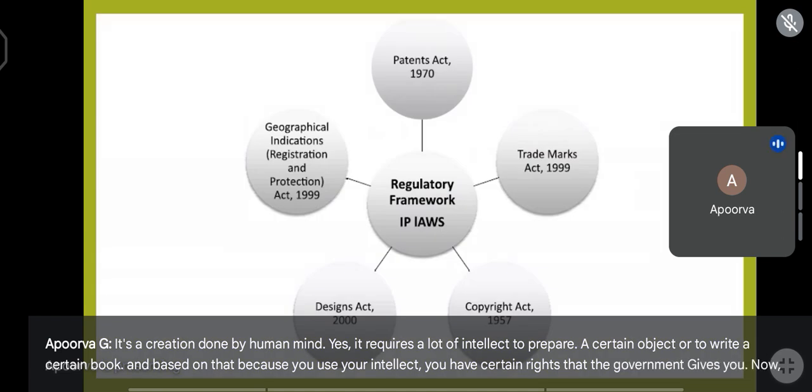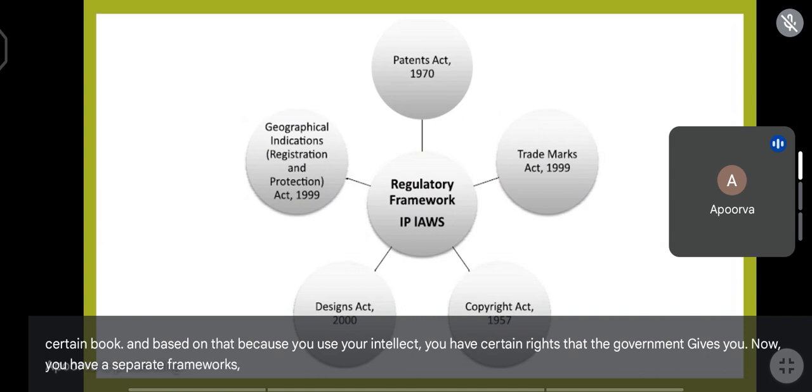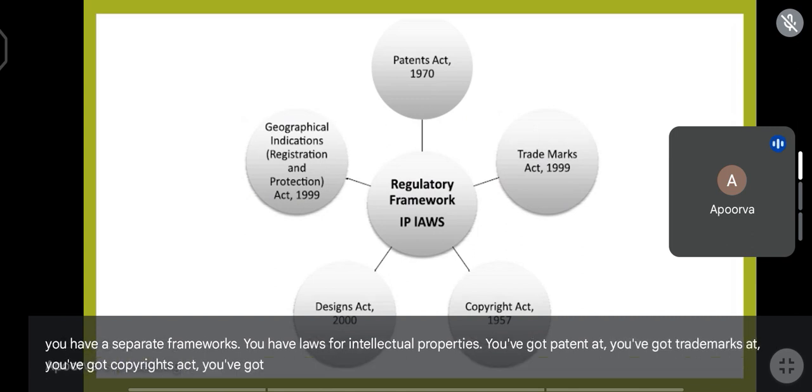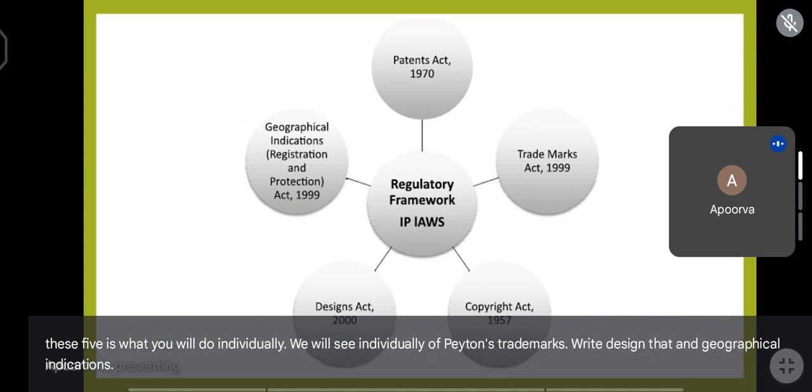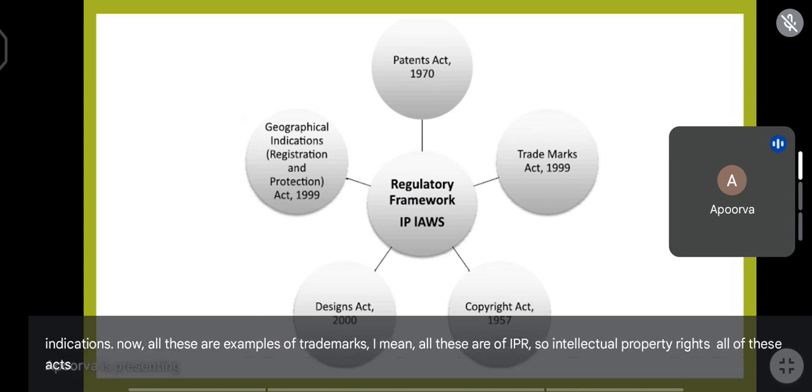Now, you have separate frameworks. You have laws for intellectual properties. You've got the Patent Act, the Trademarks Act, the Copyrights Act, the Design Act, and the Geographical Indications Registration and Protection Act. All these five are what you will do individually. We will see patents, trademarks, copyrights, the Design Act, and geographical indications individually. All of these acts come under intellectual property rights, IPR.